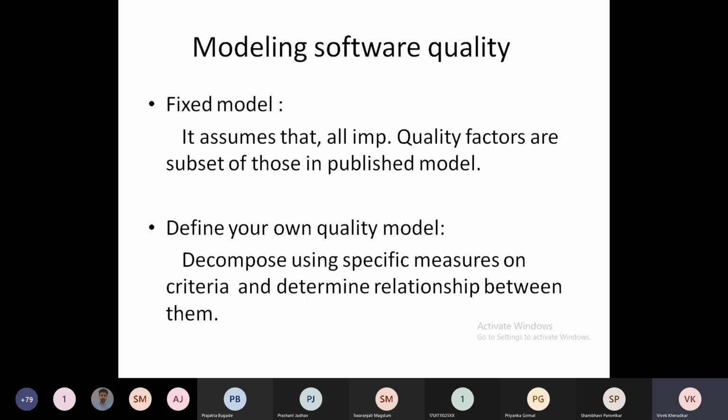What is define your own model? In it, we have to decide the key components by which we want to measure quality. Then we have to decompose which factors those key components depend on, and establish the relationships. Everything about the relationship and hierarchy we have to design as per the user perspective. Whereas in the fixed model, the hierarchy and the relationship are already defined, and we have to use them as they are. That's why we have two model approaches: the fixed model and define your own model.